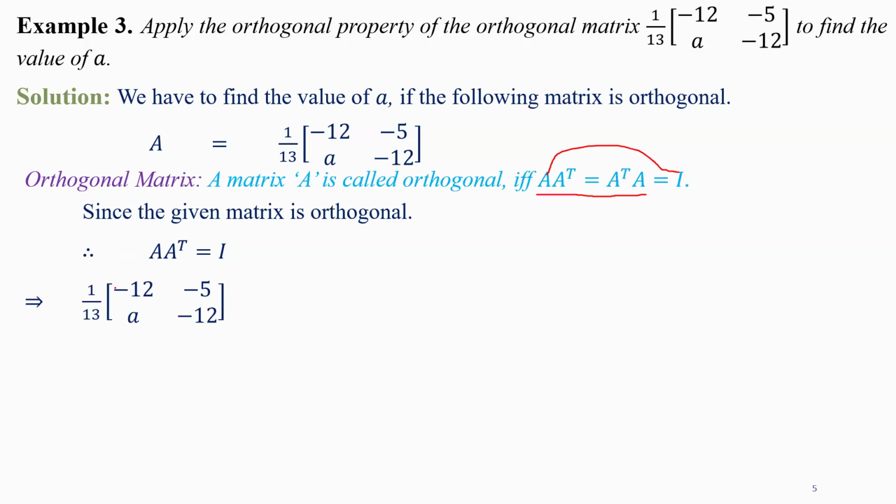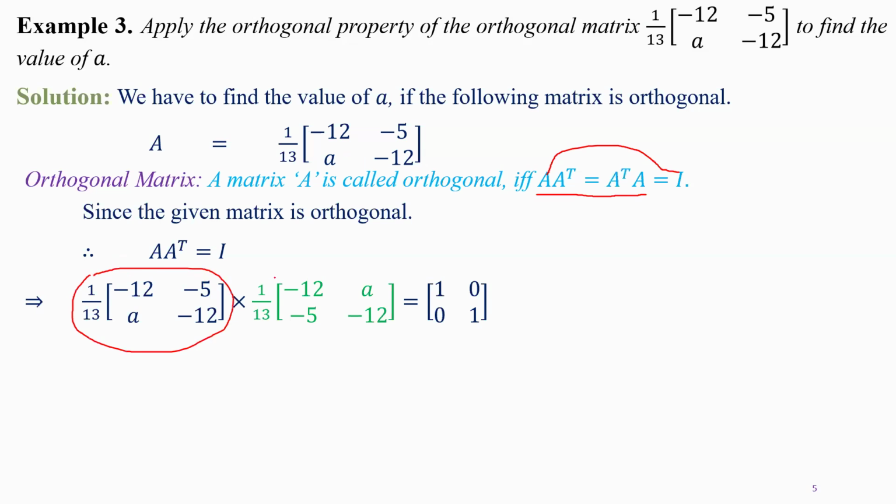Now, A is equal to 1/13 times [[-12, -5], [a, -12]]. This is the A, and its transpose will be 1/13 times the matrix where the first row is converted to the first column and the second row is converted to the second column, which is equal to I, meaning I2, the identity matrix of order 2, because the matrix is a 2 by 2 matrix. Therefore, the identity matrix will also be a 2 by 2 matrix.